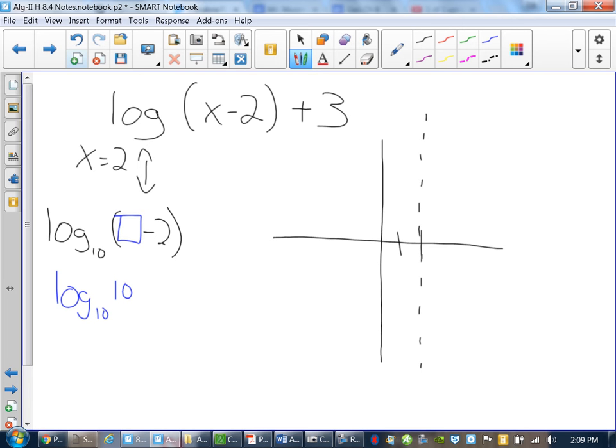We use these two properties to create two ordered pairs. That's all we need, because we know the direction of the shape. So I'm going to pick a number, 12. There's my value of x that I'm choosing. So what's log base 10 of 10? 1. What's 1 plus 3? There's your ordered pair.